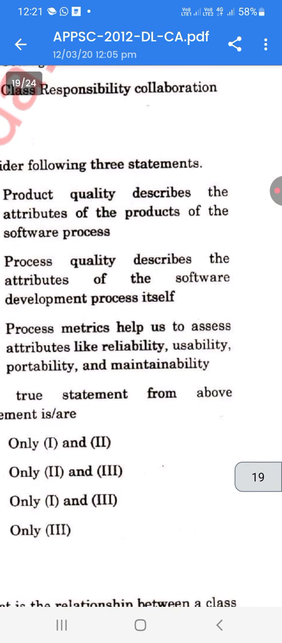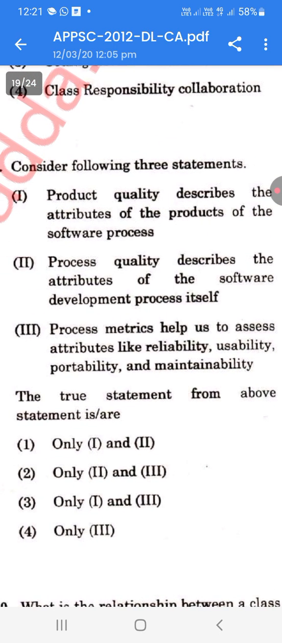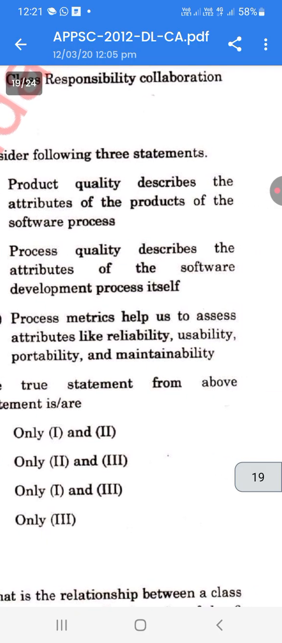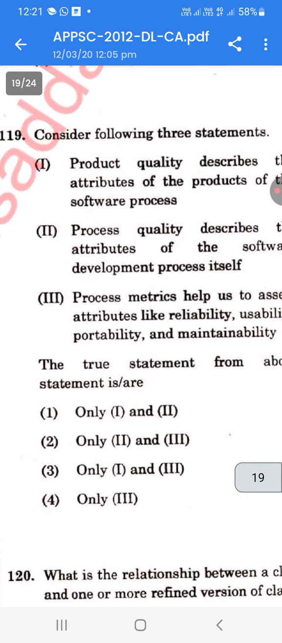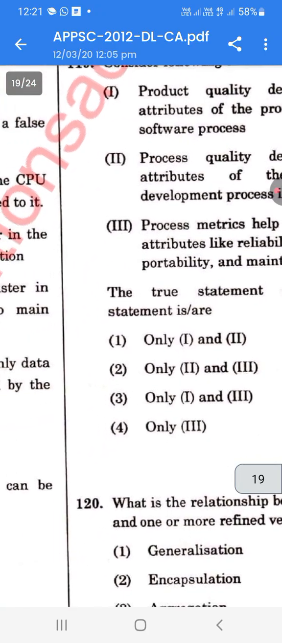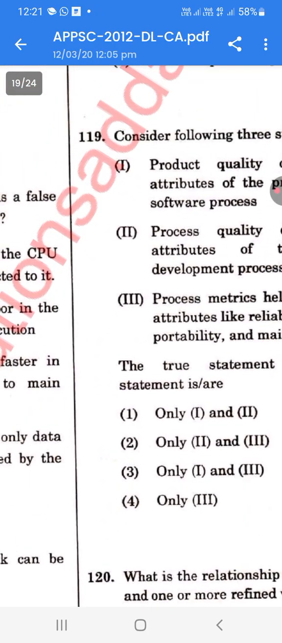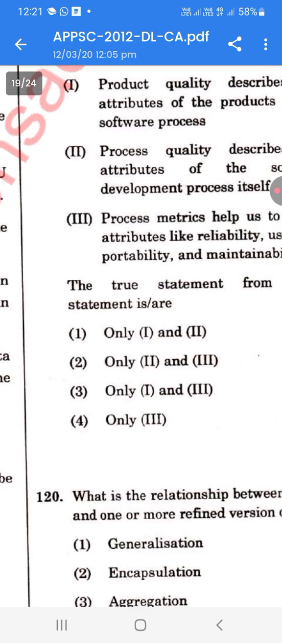Product quality describes the attributes of products of the software process. Process quality describes the attributes of the software development process itself. Process metrics help us to assess attributes like reliability, usability, portability, and maintainability. The true statements from the above statements are 119. 1. Only 1 and 2 are true statements.